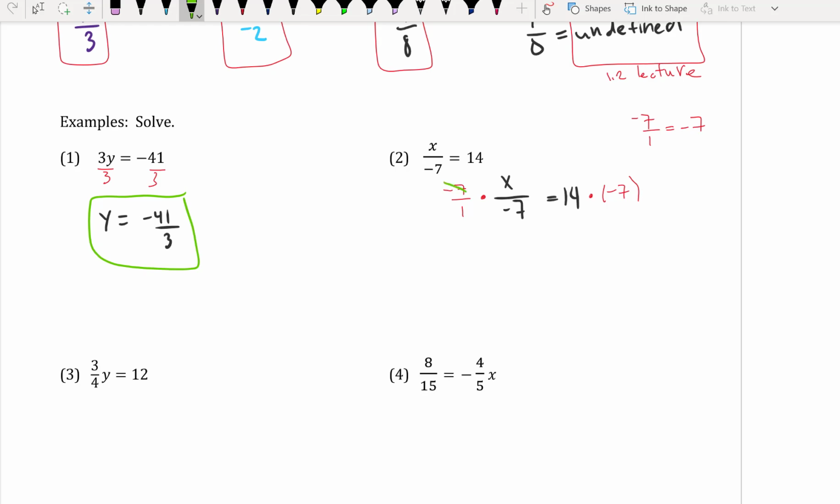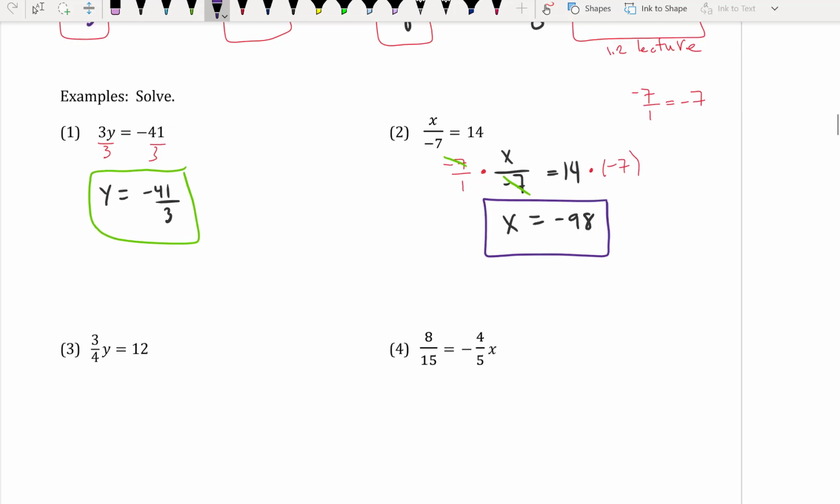So now if I were to cancel out the negative 7 on both sides, I have the x by itself. And now I'm left with 14 times negative 7, which brings me to a value of negative 98. So I know that x is equal to negative 98 is going to be my final answer.